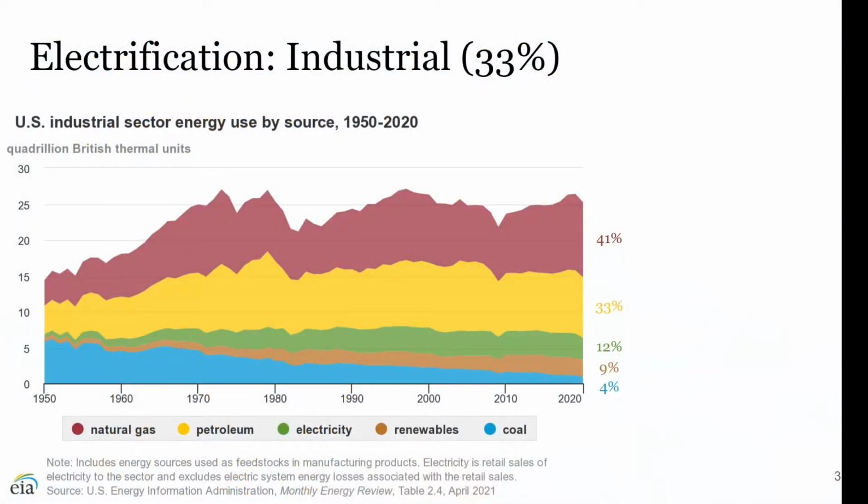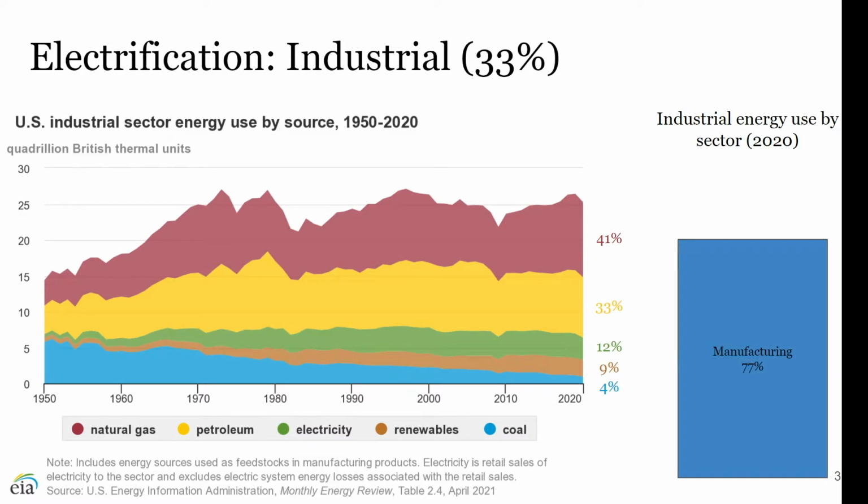And then finally moving to the last sector. So this is the industrial sector. Many people claim that this is the most difficult sector to actually electrify. Part of the reason for that is that it's reliant roughly about 80% on fossil fuels. These fossil fuels go to power mostly manufacturing.